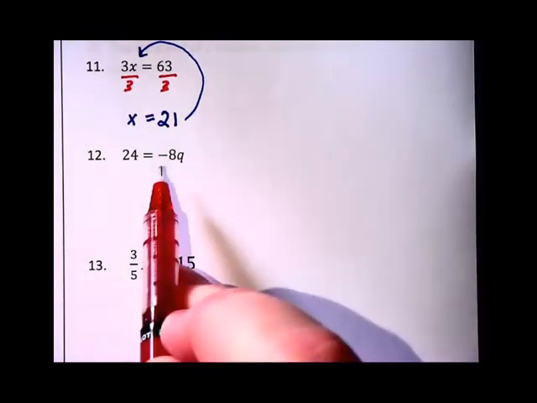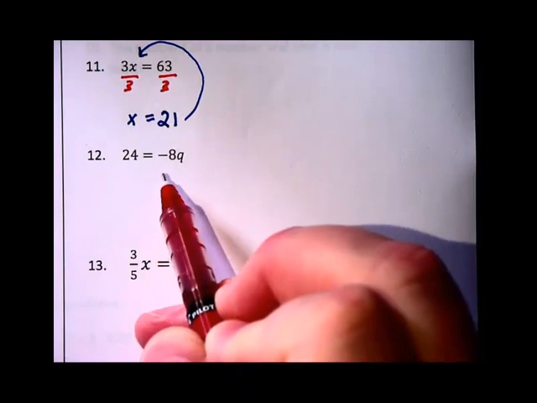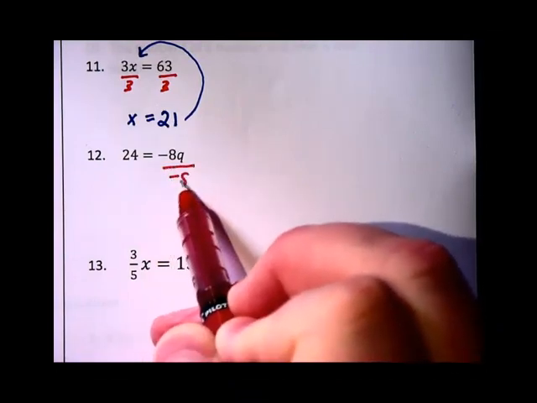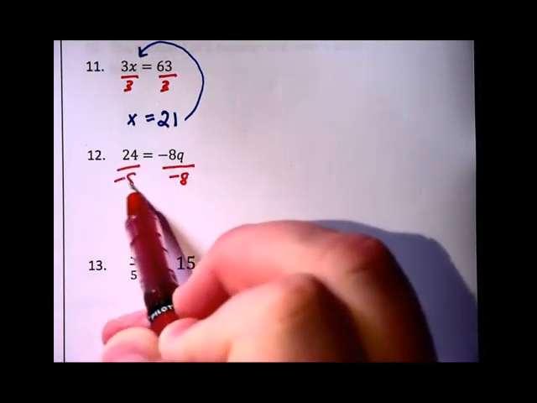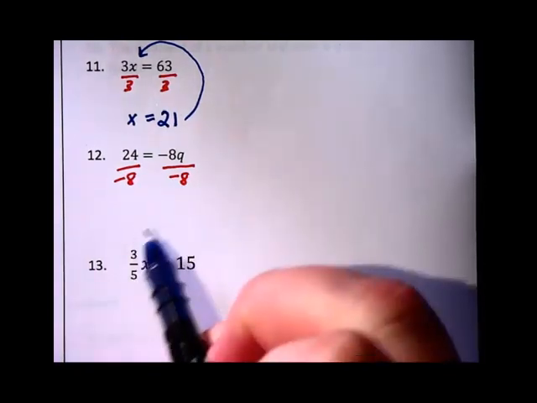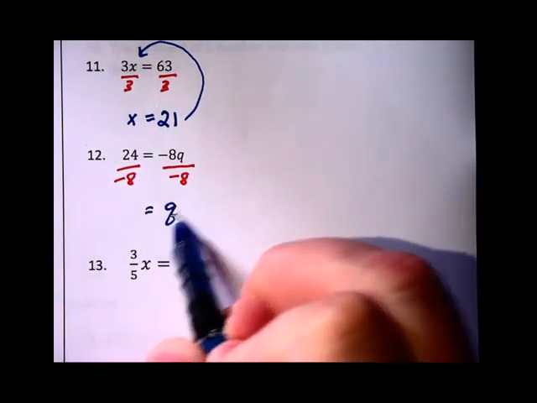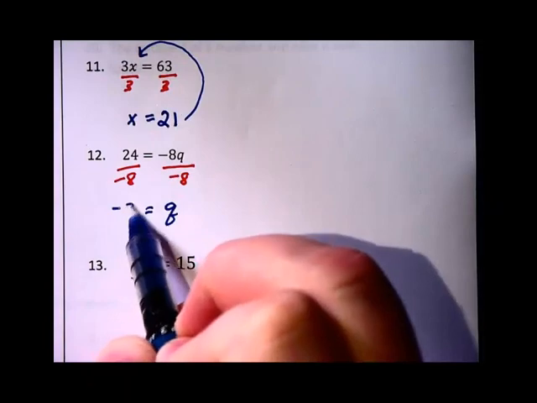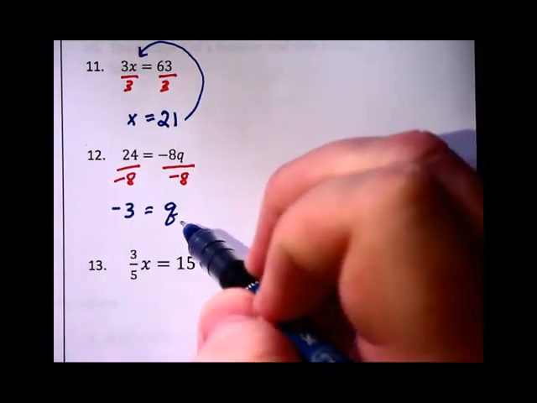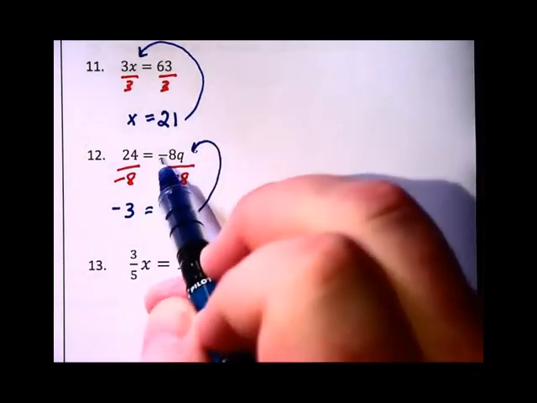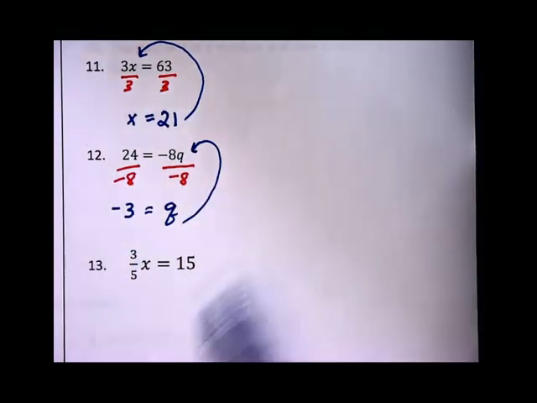Here we see negative 8 times q. We want to divide by negative 8 on each side of the equation, and that will give us on the right just the q by itself, and on the left negative 3. And notice when we substitute that back in, negative 8 times negative 3 does make the 24.